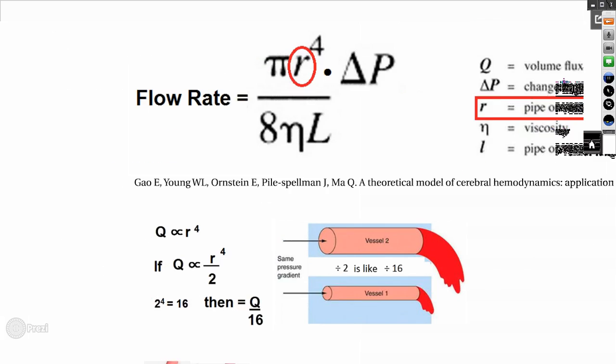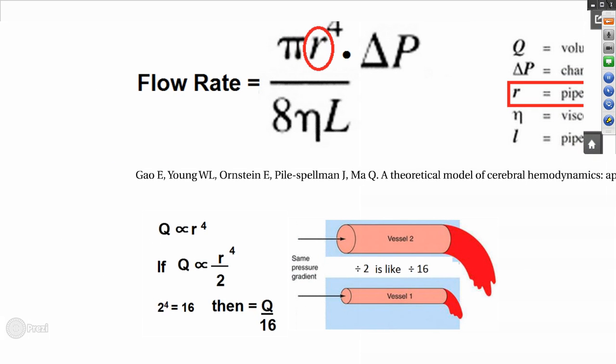My point is this. If we take the radius of our vessel and we divide it by half, you see vessel 2 and vessel 1, we are decreasing our volume flow rate not by 2, but by a factor of 16. Can you guys all see that here? Because our radius is raised to the fourth power, 2 to the 4 is 16, therefore our volume flow rate is divided by 16. So when we decrease our cross-section by half, we are really decreasing the flow by something much larger.